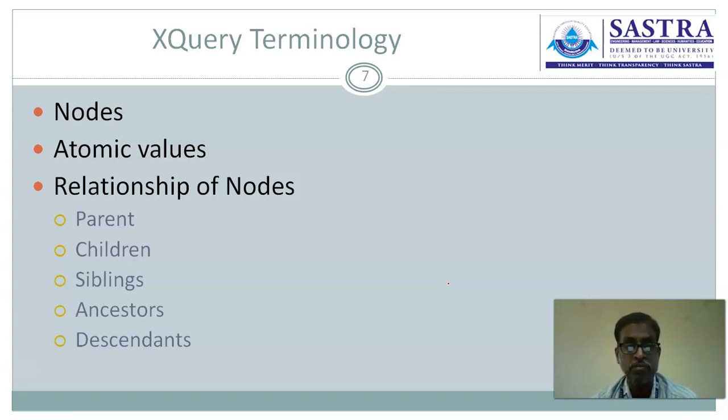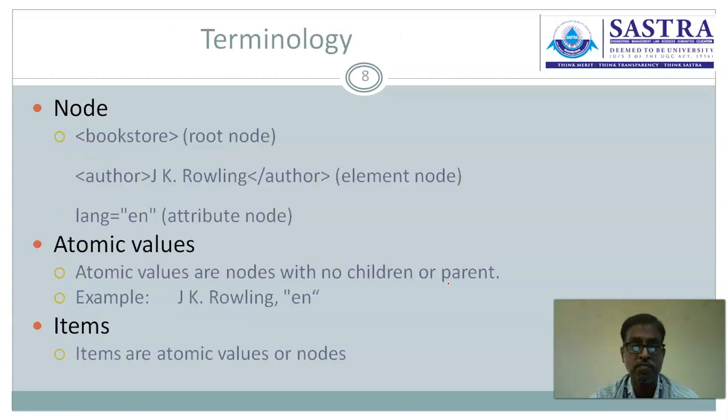What are all the relationships available in the node tree? Parent, children, siblings, ancestor, descendants. Node. The example is given here. Bookstore is a root node. Author is an element node. Language equal to en is an attribute node.